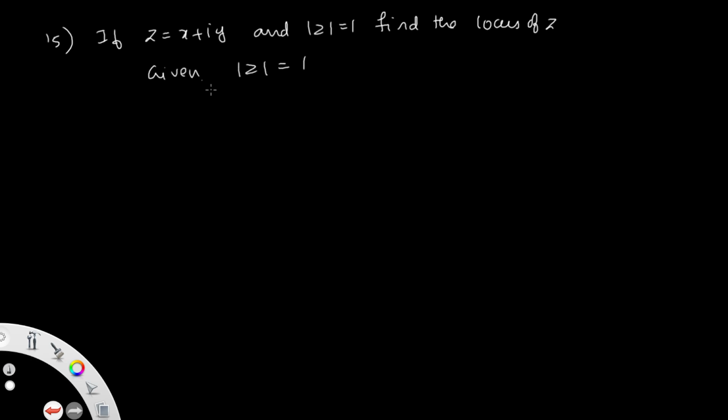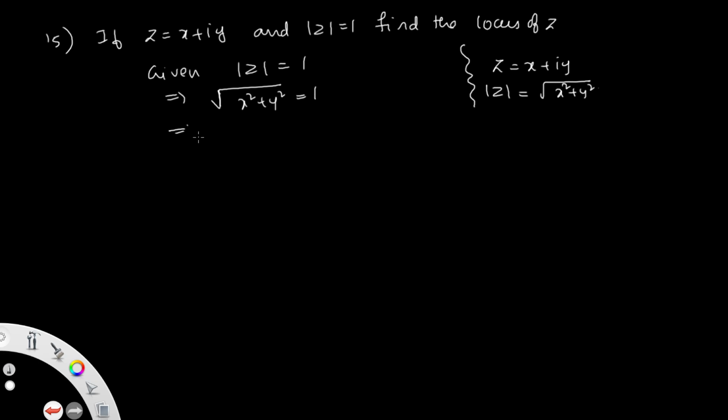That means the modulus of z. So what is the formula? Just now we have told: if z equals x plus iy, mod z equals root over real part square plus imaginary part square. This is the formula for modulus of z. So now substitute here: root over x square plus y square equals 1. Now simplify: squaring on both sides, x square plus y square equals 1.